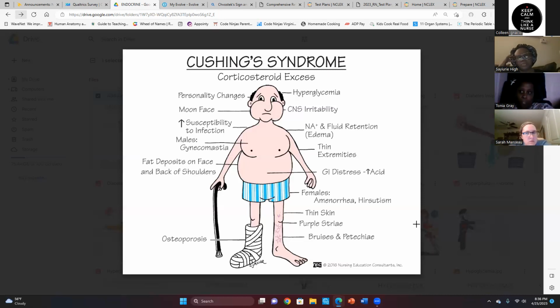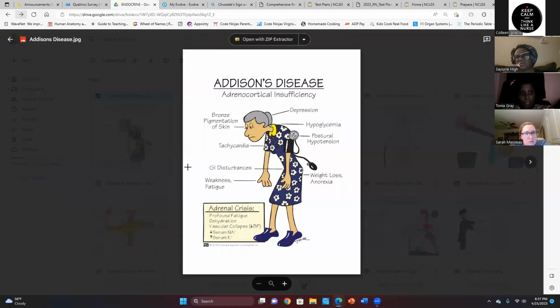Addison's, the hyperglycemia is with Addison's too, right? Because they're on prednisone and you have to taper that stuff off. I know a lot of test questions we had about prednisone, you've got to taper it instead of suddenly stopping it. Yes, so you're kind of mixing two things together.